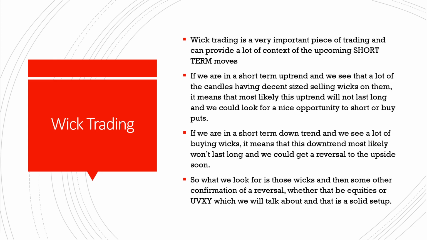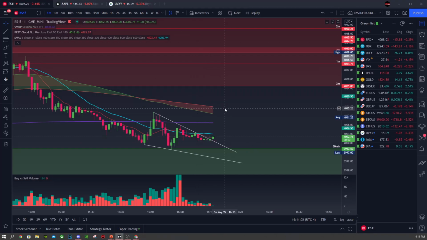If we're in a short term downtrend or just a regular downtrend and we see a lot of buying wicks, it means that the downtrend most likely won't last super long, so you could get a nice reversal to the upside. So what we look for in these wicks, and then some other confirmation of a reversal, whether it be equities or UVXY, which we'll talk about later, that can provide a solid setup. So let's go over some examples.